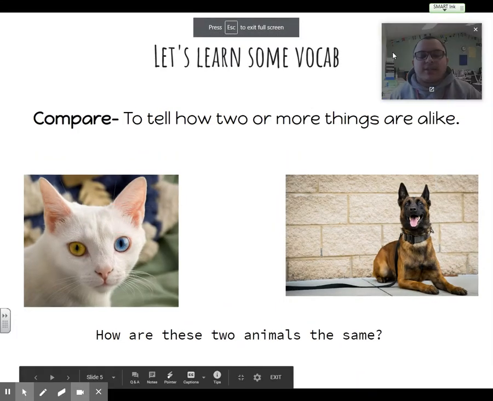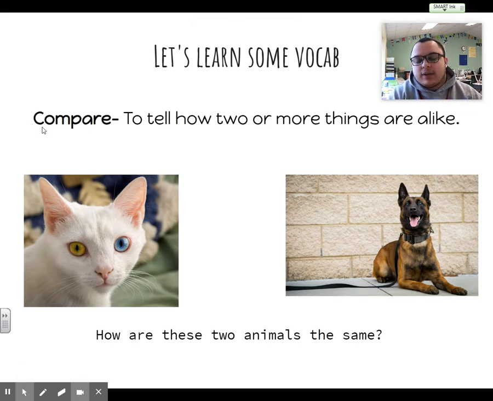All right, so now we're going to talk about some vocabulary. The first 2 vocab words that we're going to talk about are just going to be review. We talked about them last week. Our first one is to compare. Comparing tells how 2 or more things are alike. So ask yourself, how are these two animals the same, or how are they alike?